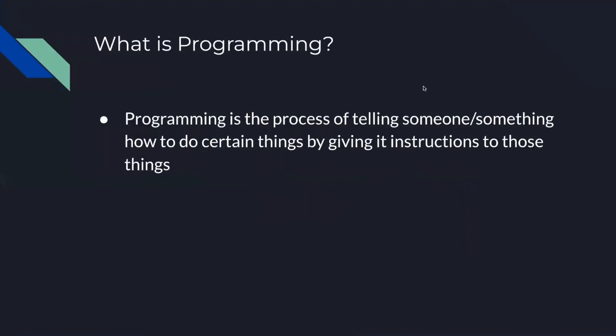So what is programming? Programming is the process of telling someone or something how to do certain things by giving it instructions. Here is a very simple analogy. Maybe my sister, they like to bake, and by bake, I'm talking about making cookies and such. Whenever you bake anything, you have to follow a recipe, which is like a set of instructions you follow in order to convert your eggs, flour, whatever ingredients into something that's edible and delicious.